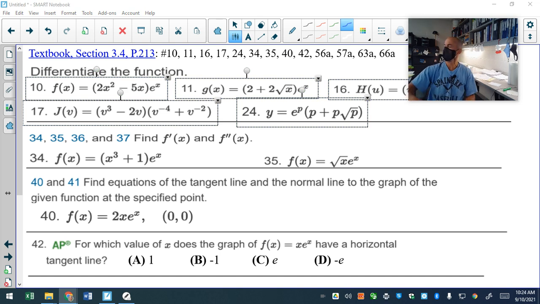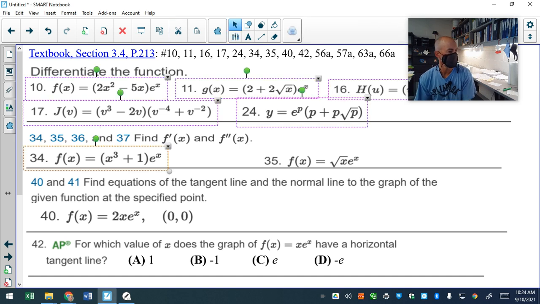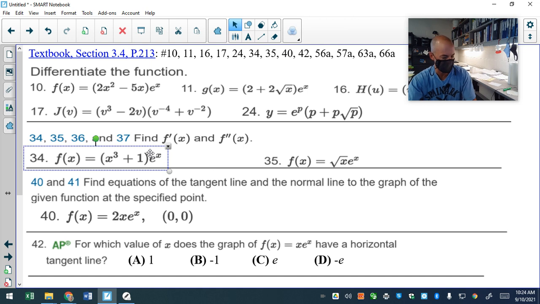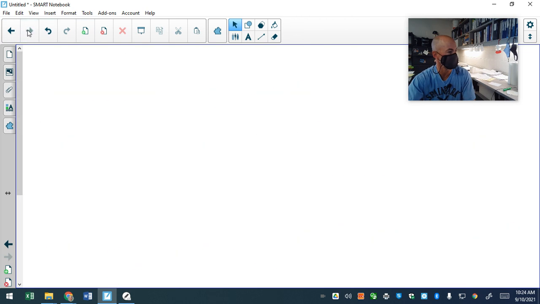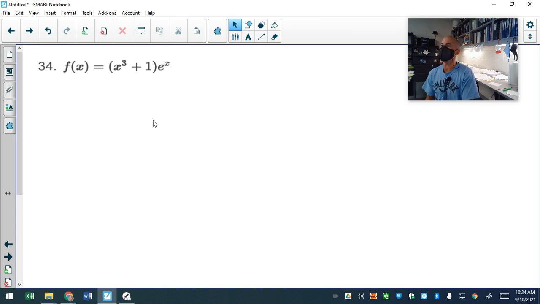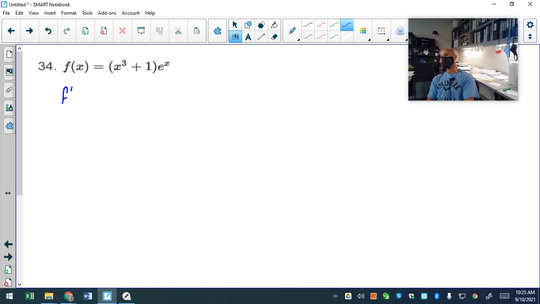It could be difficult. There's one thing you can do to make it a little bit easier, not to be confused with easy, but just a little bit easier. So we're finding f prime and f double prime. The first derivative is nice. It is a product, and there's no way around that.